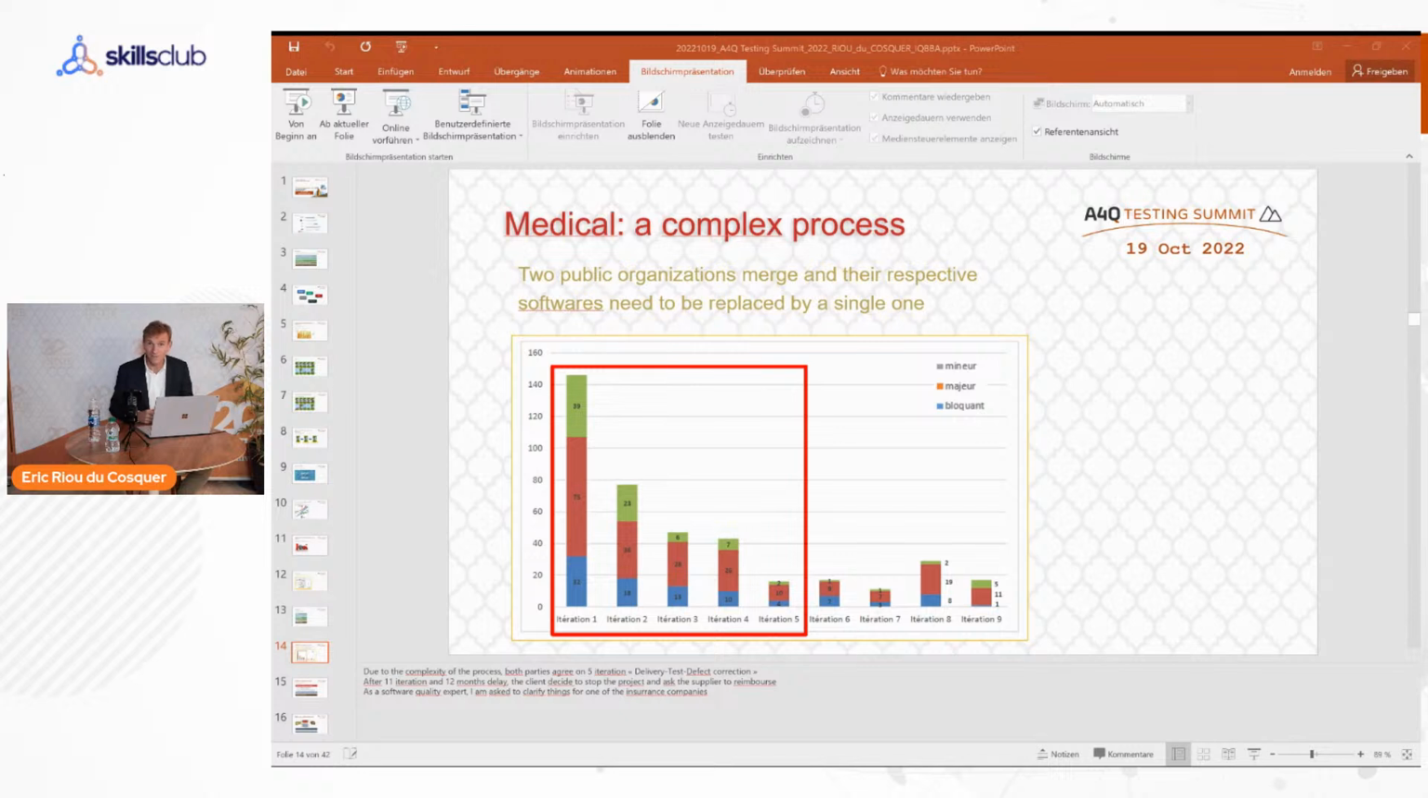But the problem was that after 9 iterations, there were still many critical defects in the software. So the customer decided to stop paying the supplier. The supplier, as you can imagine, was very unhappy and decided to start a lawsuit against the customer. And it took several years to find a decision.